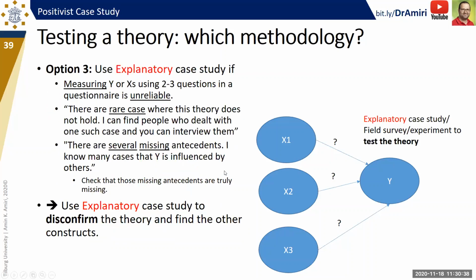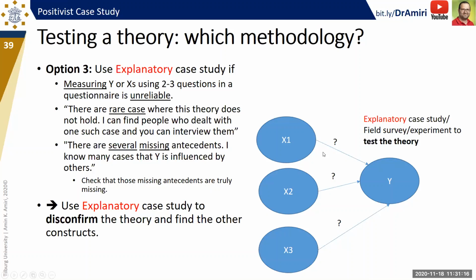When do you go for an explanatory case study? First, you have reasons to believe that Y, X1 or X2 cannot be measured in a reliable way using a questionnaire, because in a questionnaire you usually ask 1 to 3 questions about each construct to figure out the value of that construct in that case for that unit of analysis. So measuring that would be quite unreliable. You have literature that supports that, or there are rare cases where these relationships do not hold.